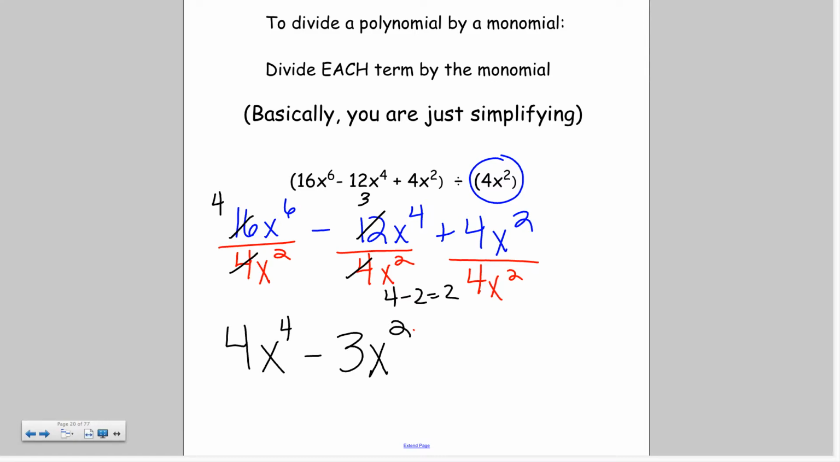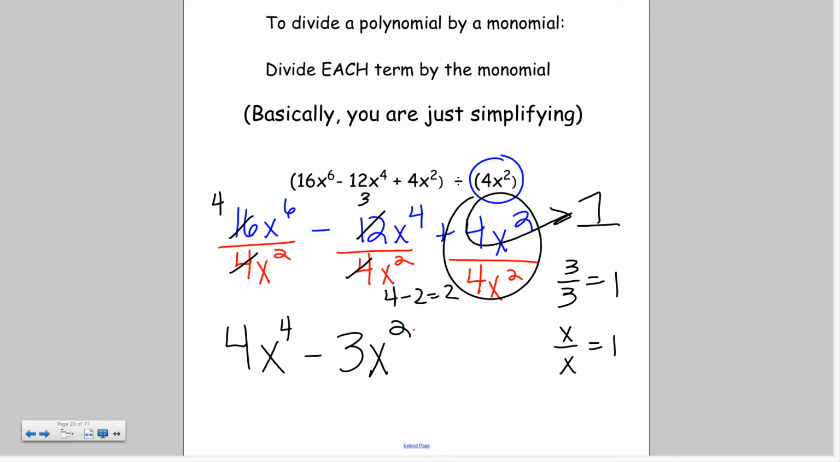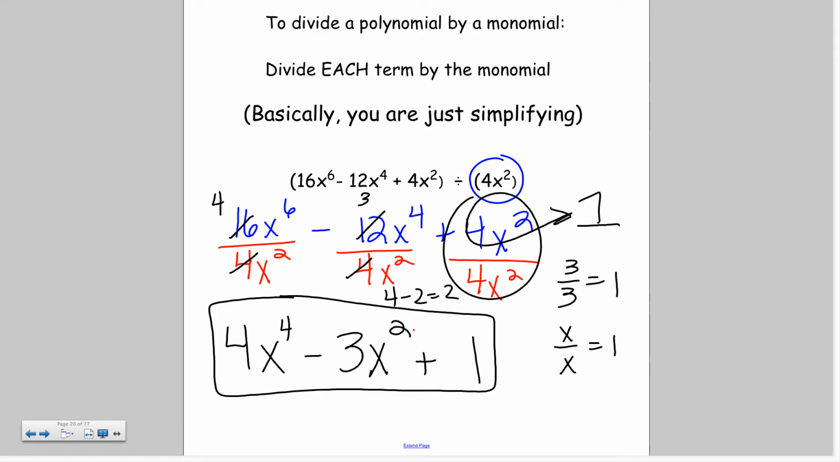If you'll notice, 4x squared and 4x squared are the exact same thing. So if you see that, the same thing over the same thing, this right here, that is always 1. Just like if I had 3 over 3, that's 1. If I had x over x, that's 1. Anything over itself is 1. There we go.